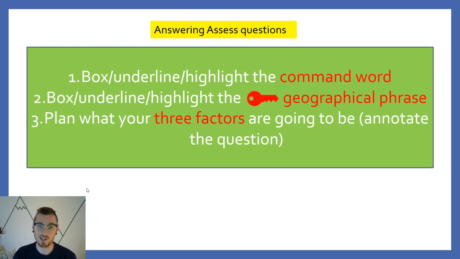When you get the actual question, to help you come up with that structure or how to structure your answer, do these 3 things. 1, highlight box, underline the command word, which is likely to be assess, might be evaluate. Underline the key geographical phrase. What is the key thing it's asking you to assess? And then I would quickly plan at the top of your page, annotate the question, your 3 factors, okay, from the resource and your subject knowledge.